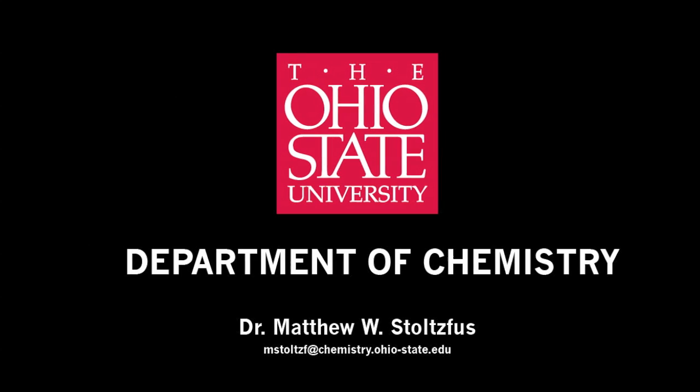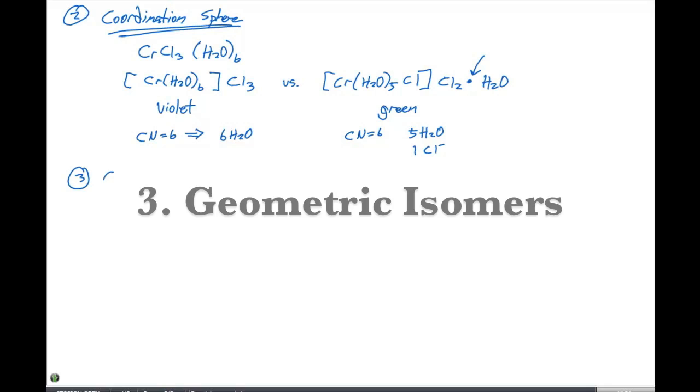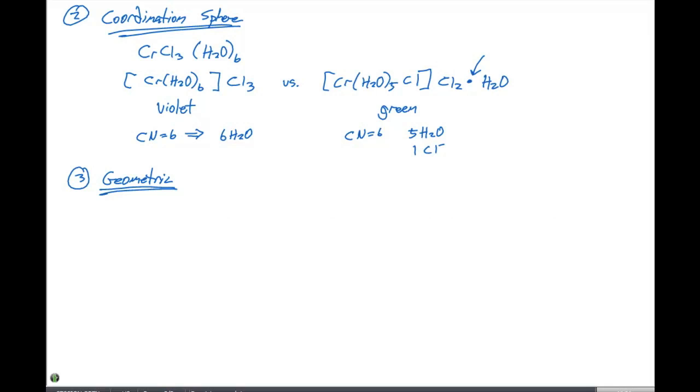The third type of isomer is called a geometric isomer. Geometric isomers are in the stereoisomers category because they have identical bonds to the transition metal center, but they're oriented differently in space. With the geometric isomers and the optical isomers, it's very beneficial to use molecular model kits if you have them, or some of the online tools out there, in order to determine what these complexes are.